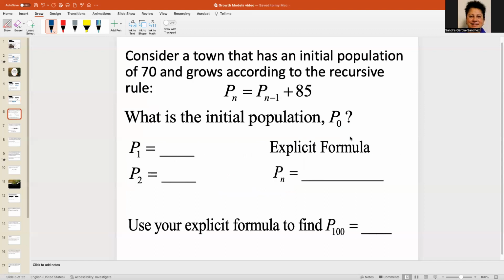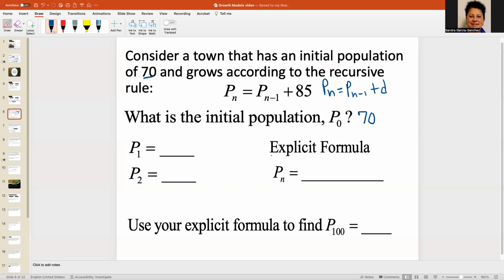So let's see this problem. They say that a town has an initial population of 70 and grows according to the recursive rule. Remember that the recursive formula is P sub n equal to P sub n minus 1 plus D. That's our recursive form in the linear growth. The first question is, what is the initial population, which is P sub 0? Well, here it says that the initial population is 70. So P sub 0 is 70.